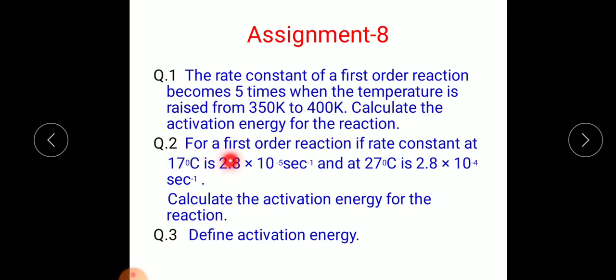Next, question number 2: for a first order reaction, the rate constant at 17 degrees Celsius is 2.8 × 10^-5 per second, and at 27 degrees Celsius it is 2.8 × 10^-4 per second. Calculate the activation energy for the reaction. So you need to calculate the activation energy only. And question number 3: define activation energy. What is it?